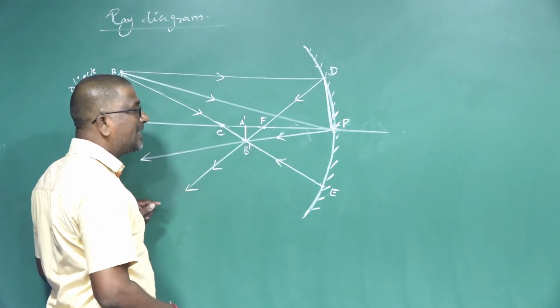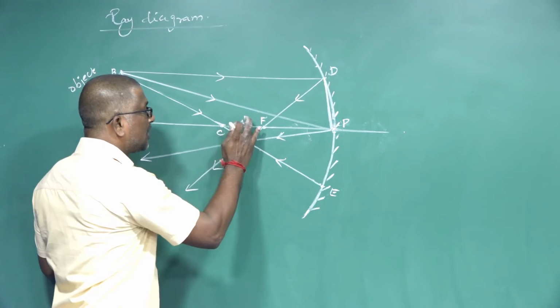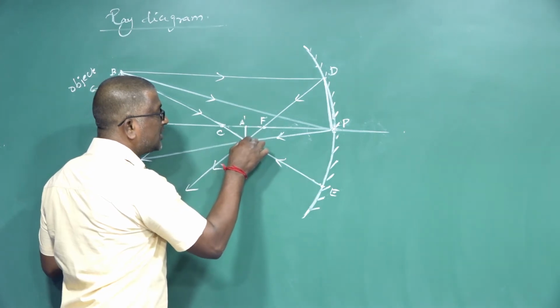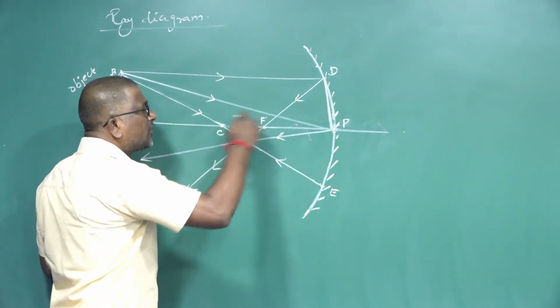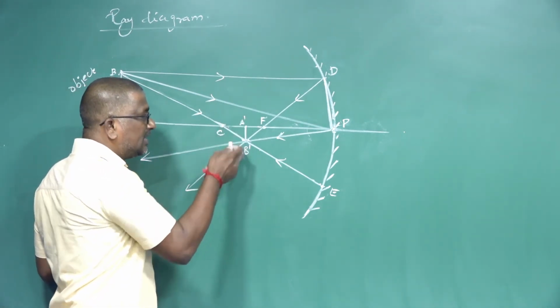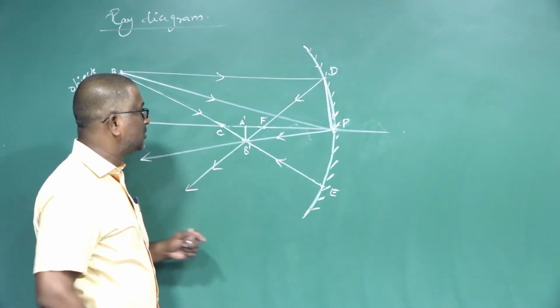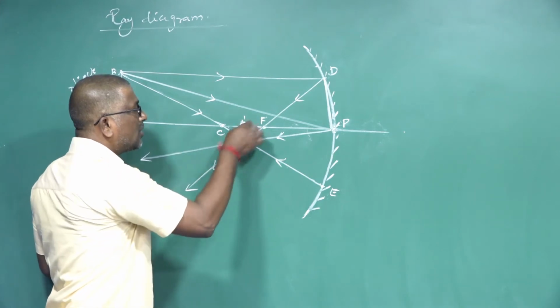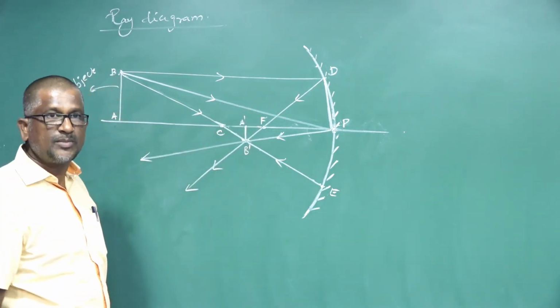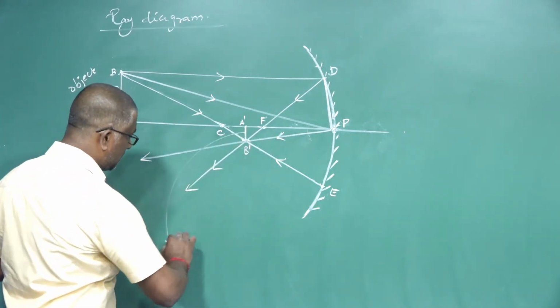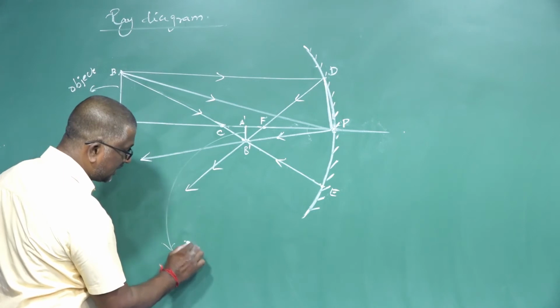The position of the image can be drawn by using a perpendicular which is drawn from the principal axis. Right, here A dash B dash is the image, which is drawn by using a simple perpendicular from the principal axis. Here AB is the object and A dash B dash is the image.